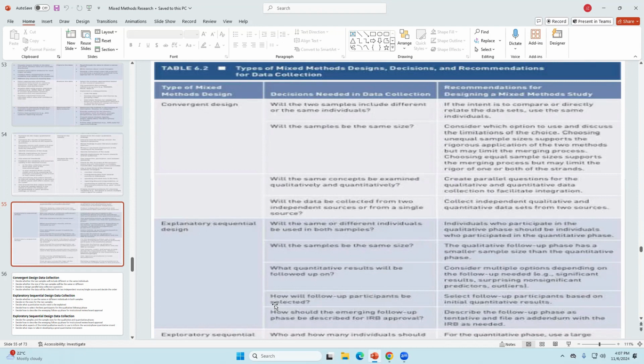How will follow-up participants be selected? Now, how to take the follow-up samples? What is the best way to take those follow-up samples in mixed method? Select follow-up participants based on the initial qualitative result. If you have to take a surprising result, you have to ask the people who gave the surprising result. For example, some people gave the surprising result, you need to follow them. Why are they giving the surprising result?